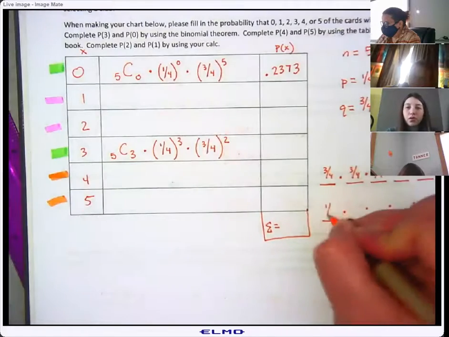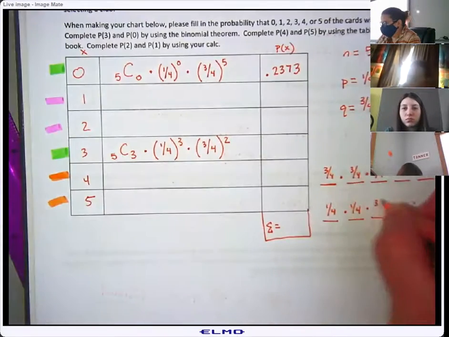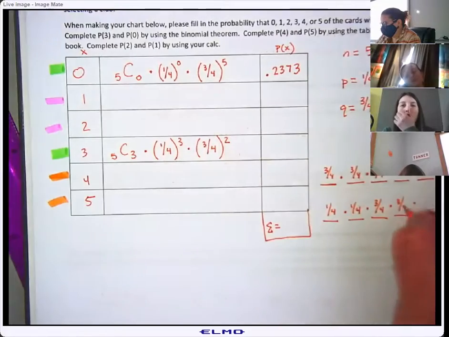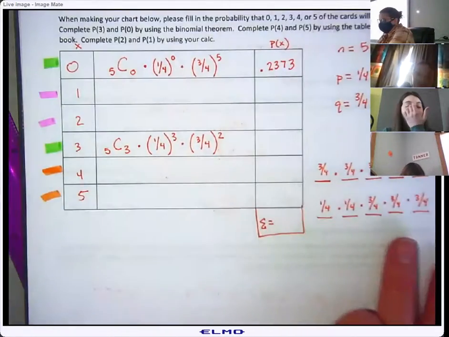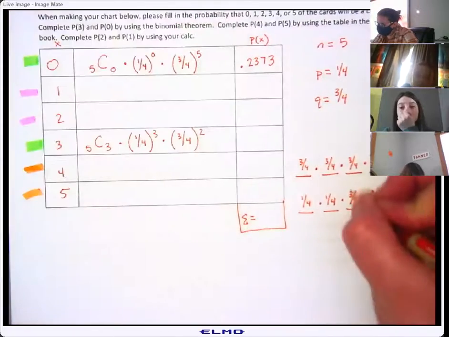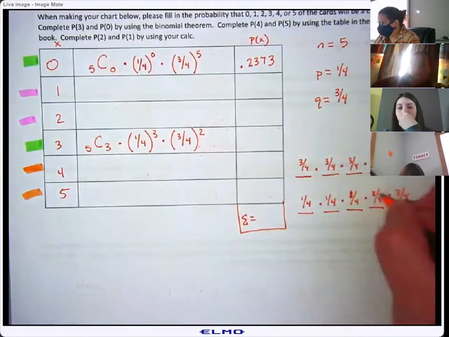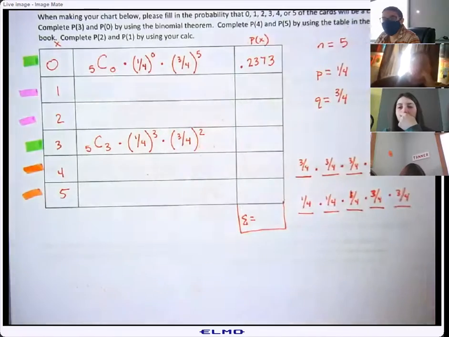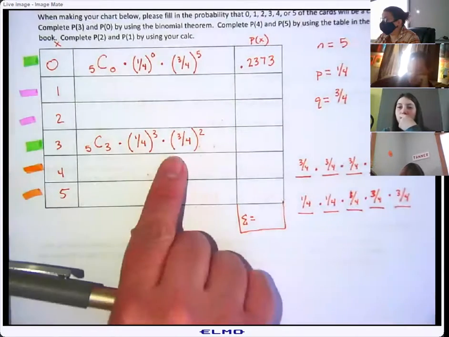So imagine that this is the case where your first 2 cards were clubs and then your next 3 weren't. Does that make sense? Wait, sorry. There were 3 that you want successes on. So that'd be 1/4, 1/4, 1/4, 3/4, 3/4, right? Do you guys understand how there are 3 successes here and 2 failures? And that's this, 3 successes, 2 failures.